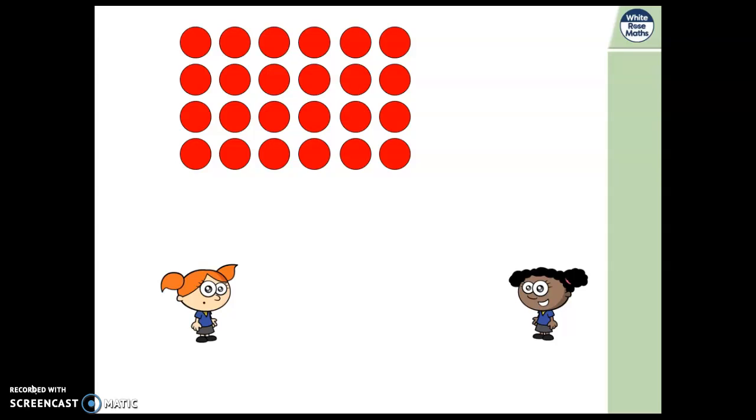Okay, so finally we're going to be looking at a couple more pictorial resources. So here we have 24 counters. Okay, we have 24 counters. All right.